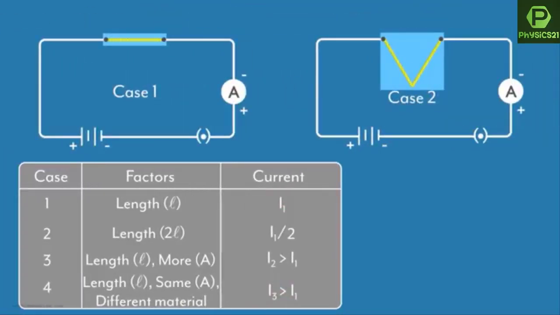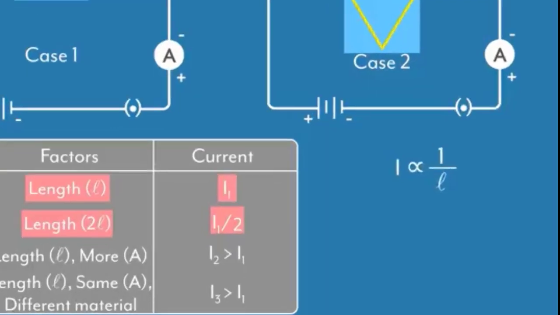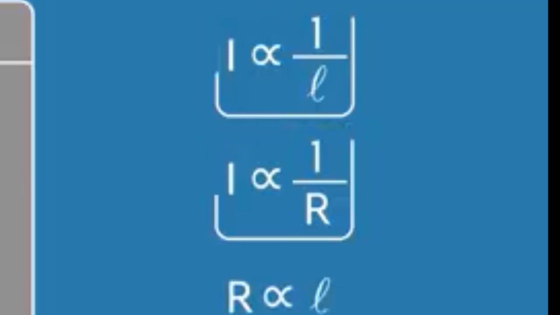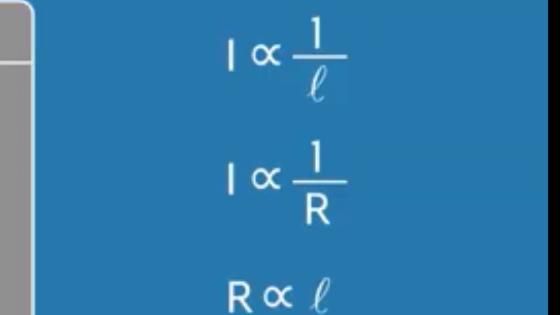We see that as the length of the wire increases, the current reduces by the same factor. It implies that the current is inversely proportional to the length of the wire. And by Ohm's law, we know that the current is inversely proportional to the resistance of the conductor. So these two together imply that the resistance R is directly proportional to the length of the wire. More the length of the wire, more will be the resistance. Note that here we assume everything else will be constant.